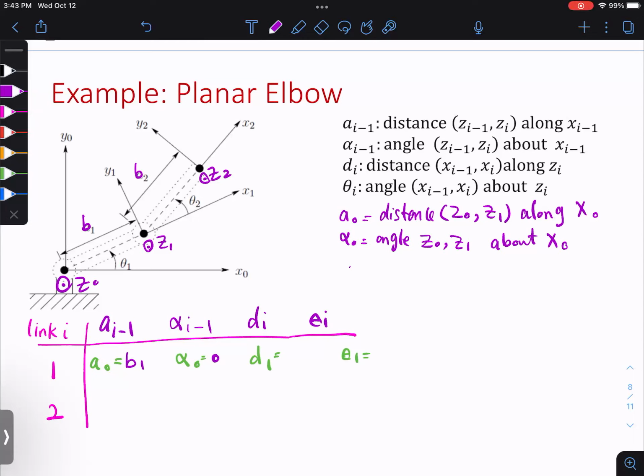d_i, which is d_1, is the distance from X0 to X1 along Z1, right? So I'm going to draw this here. This is X0, right? This is X1.